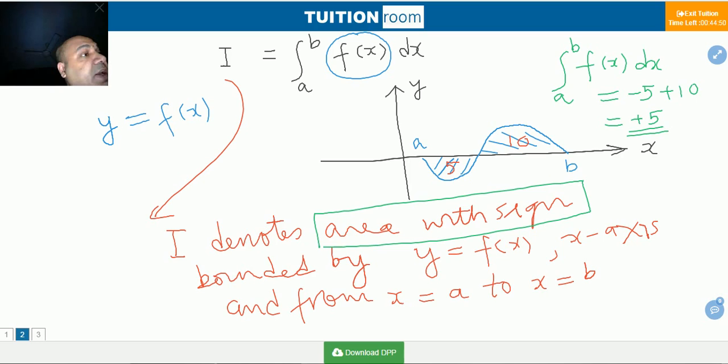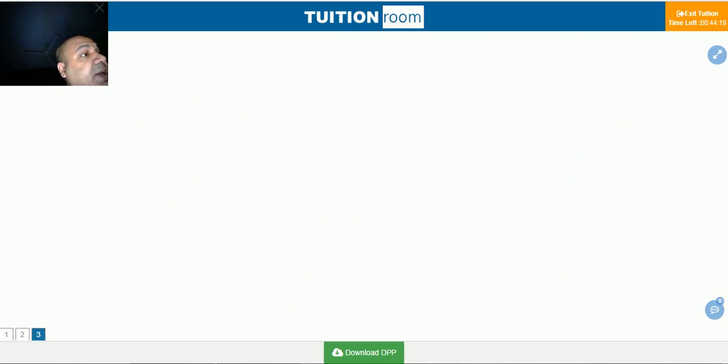Whenever we have to integrate any function, plot that and find the area bounded between the x-axis and the function from lower limit to upper limit. If area lies below the x-axis, it will be taken as negative. If area lies above the x-axis, it will be taken as positive. Then it is called a signed area. I am going to show you a few other examples.